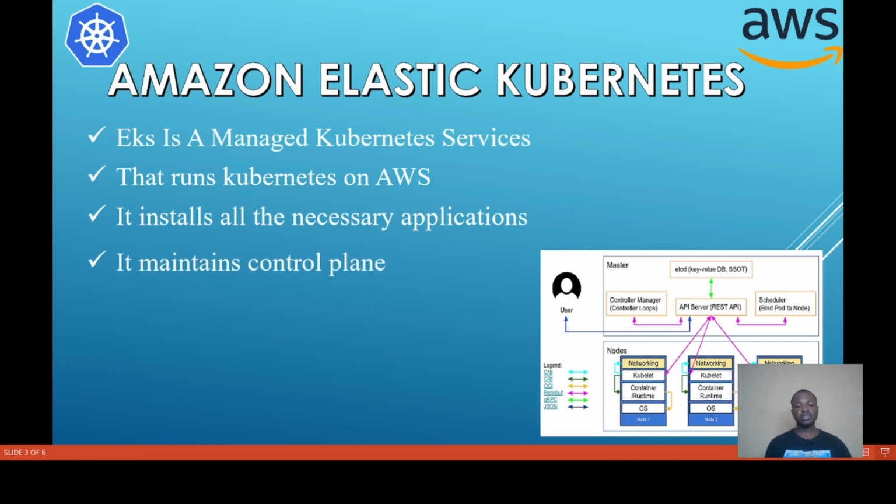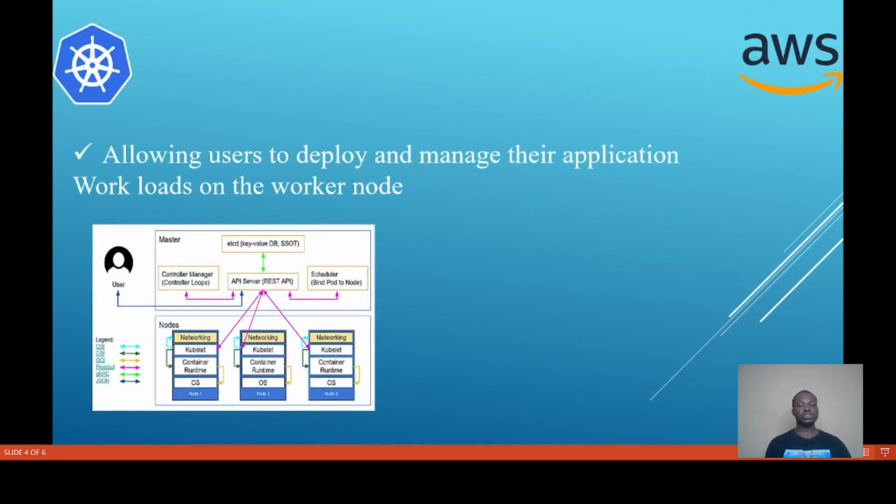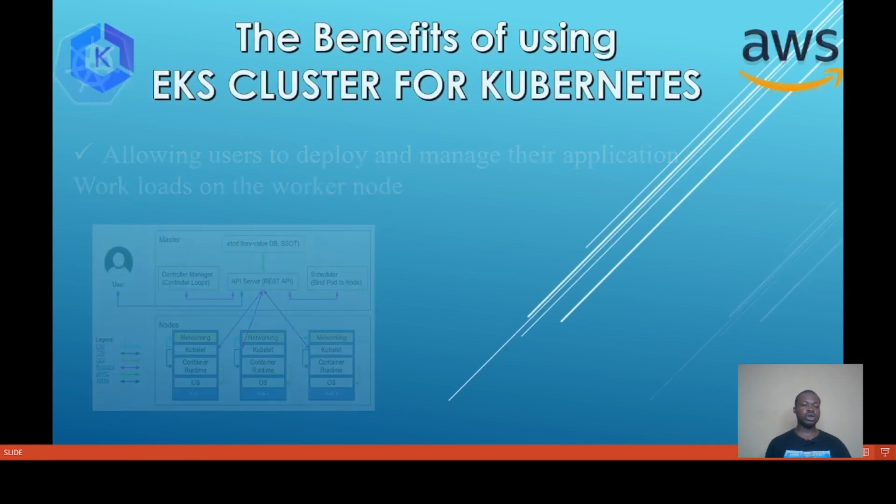It also maintains the control plane, and what it does is it ensures scalability and availability. And this is what Amazon EKS does the most. It makes it a little bit much easier to manage your Kubernetes service. So once the EKS is now running, it just allows you, the users, to be able to deploy and manage your own application workloads, whatever application you want to run on the worker nodes.